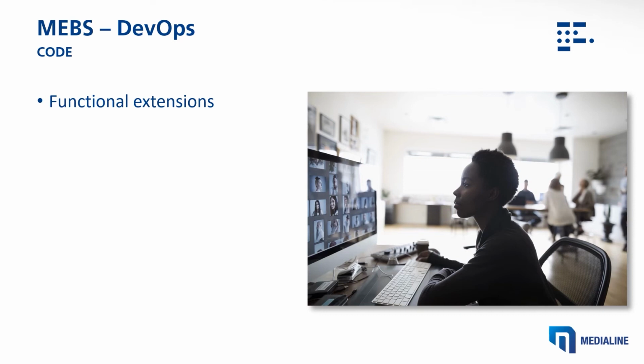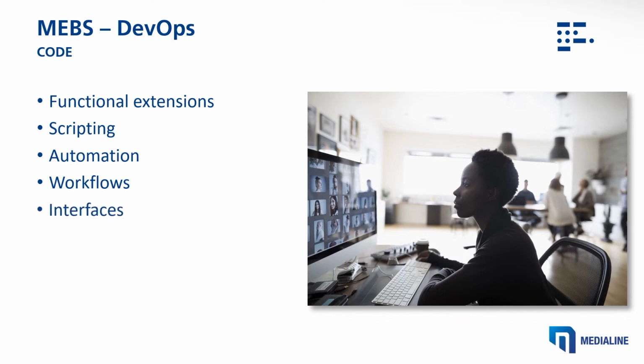In the phase code, we address the function extensions for which the client has decided on by scripting or programming. This could be in the automation of business processes, or creating workflows that are based on the software, or creating interfaces to other software and programs. All the configuration, be it programming and scripting, occurs in this stage and forms the basis for our next stage, which is called build.